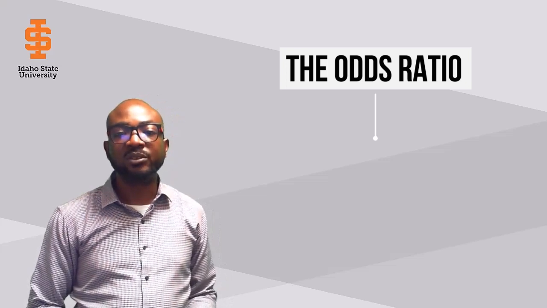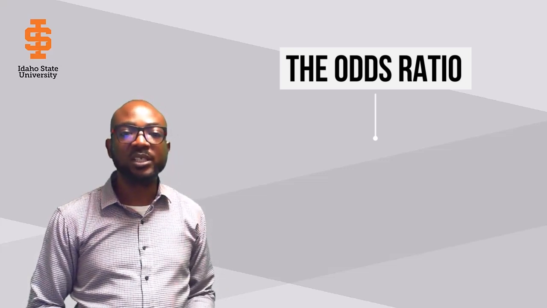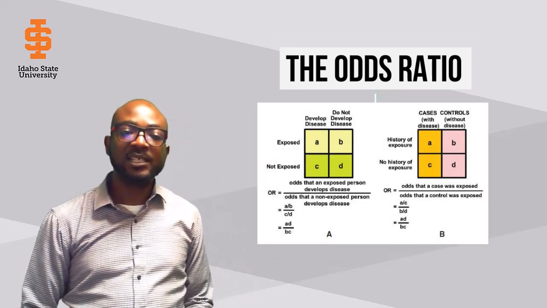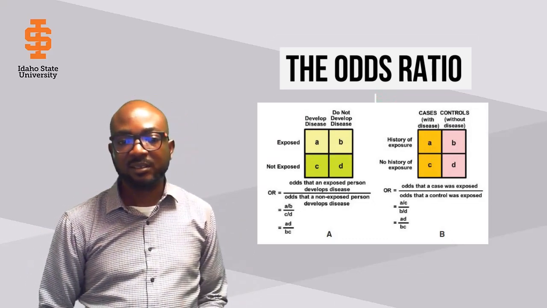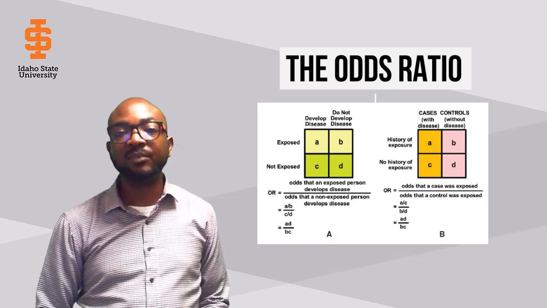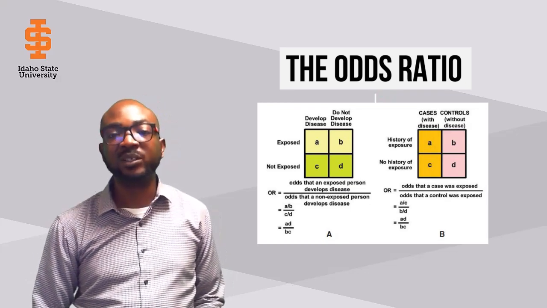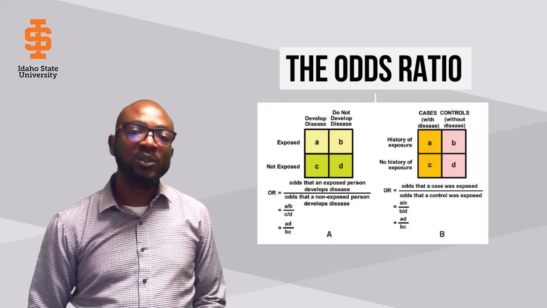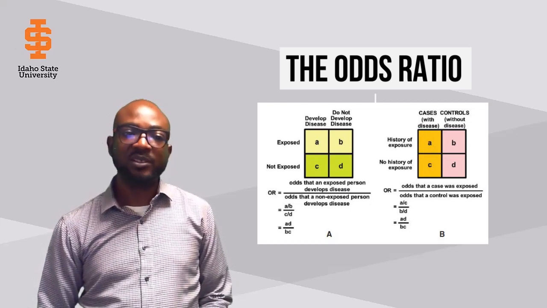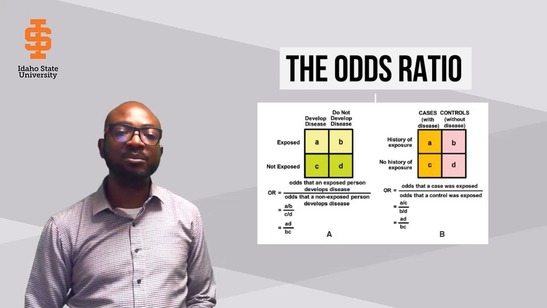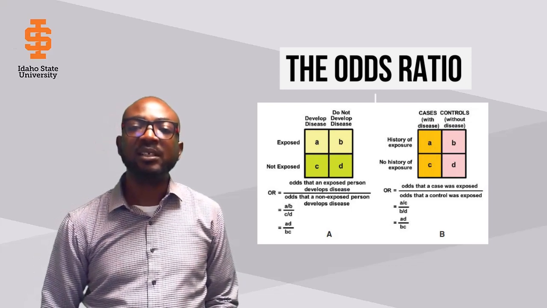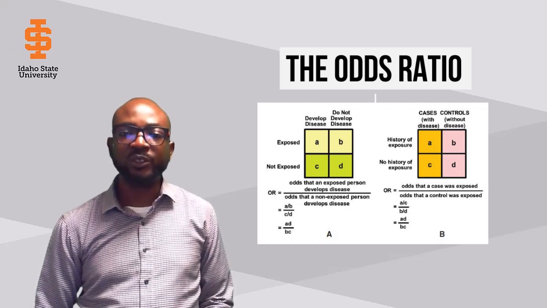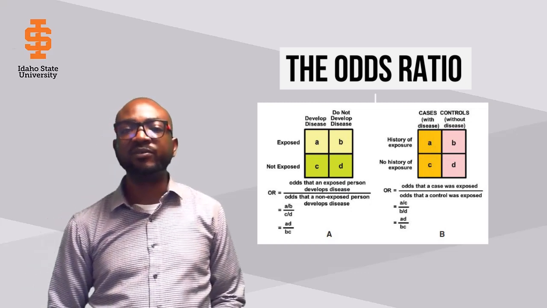So the odds ratio also uses a 2x2 table. The odds ratio is the odds that an exposed person develops the disease divided by the odds that a non-exposed person develops the disease. The odds ratio is also known as the cross products ratio because it can be obtained by multiplying both diagonal cells in a 2x2 table and then dividing. We interpret the odds ratio just as we interpret the relative risk.